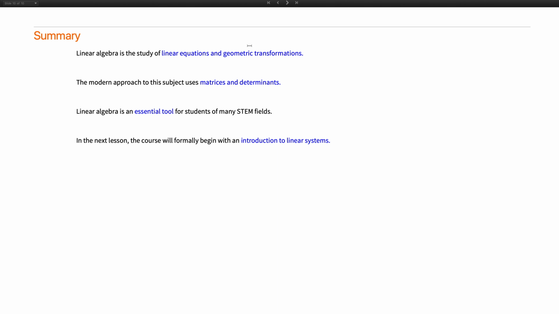Okay, so that brings me to the end of this introduction. And to summarize, linear algebra is the study of linear equations and geometric transformations, but the modern approach to the subject will use matrices, determinants, and of course, at a more advanced level, it will also use vector spaces. Now, to know linear algebra is important because it's an essential tool for students in many fields. So that's the broad introduction to the course, and in the next lesson, we'll begin the course formally with an introduction to linear systems.